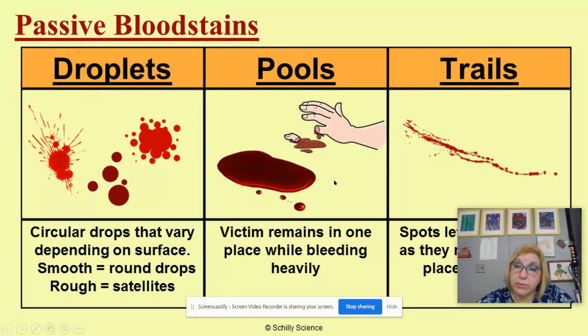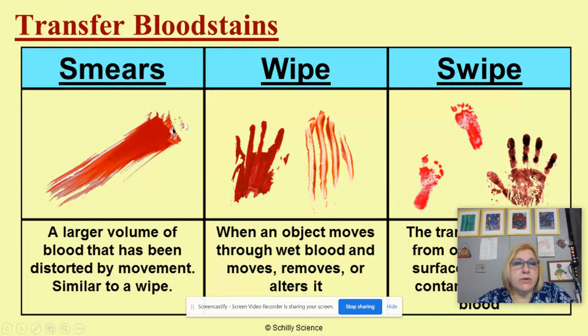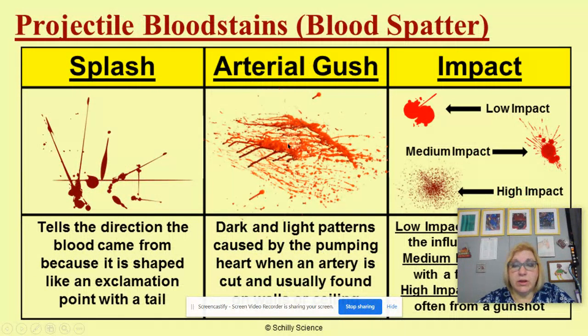And we do have a blood pool in our own crime scene, so that will give you some hints there. And then, of course, a trail, that's when somebody's walking or running and they leave the blood behind as they go. Smears, that's a transfer blood stain. So that's like if someone's trying to wipe up the blood, they might smear it or leave a handprint behind. There are lots of handprints in our crime scene.